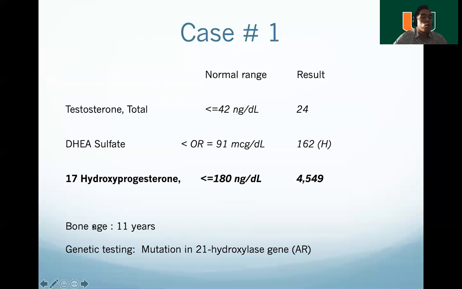I happened to order a bone age. In this case, his bone age is 11 years. So this is a confirmed case of congenital adrenal hyperplasia. This is a late onset. Why? Because he has enough 21-hydroxylase activity, so he did not present with adrenal crisis. And this disease is autosomal recessive. I did not mention it earlier, but it's autosomal recessive.